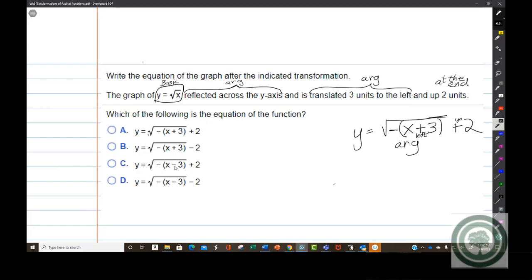That would make total sense for somebody to write minus 3. But it's wrong, because minus means go right when it's in the argument. So yeah, A is your only answer. What this ends up saying is go right and down, go right and up, go left and down, go left and up.